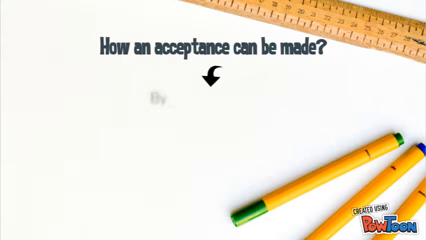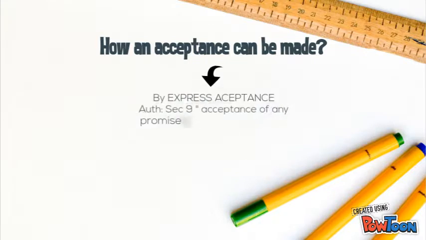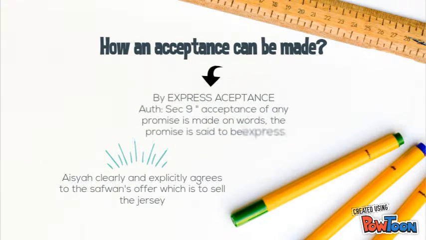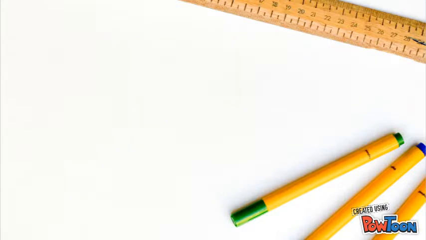How can an acceptance be made? By express acceptance, authority section 9: acceptance of any promise is made in words. The promise is said to be express. Aisyah clearly and explicitly agreed to Safwan's offer, which is to sell the jersey.